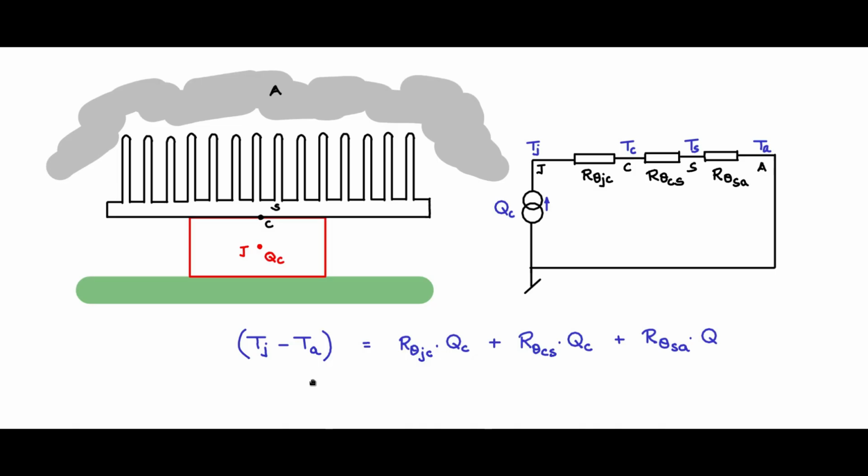So if we use typical values, let us say R theta Jc of the order of 0.5 degrees centigrade per watt, R theta Cs of the order of 0.1 degrees centigrade per watt, R theta Sa, of course you can buy various types of heat sinks from the market with different thermal resistance. I will take some typical value, 1 degree centigrade per watt, and we know QC is 20 watts from the previous example that we discussed, and Ta is 40 degrees centigrade.